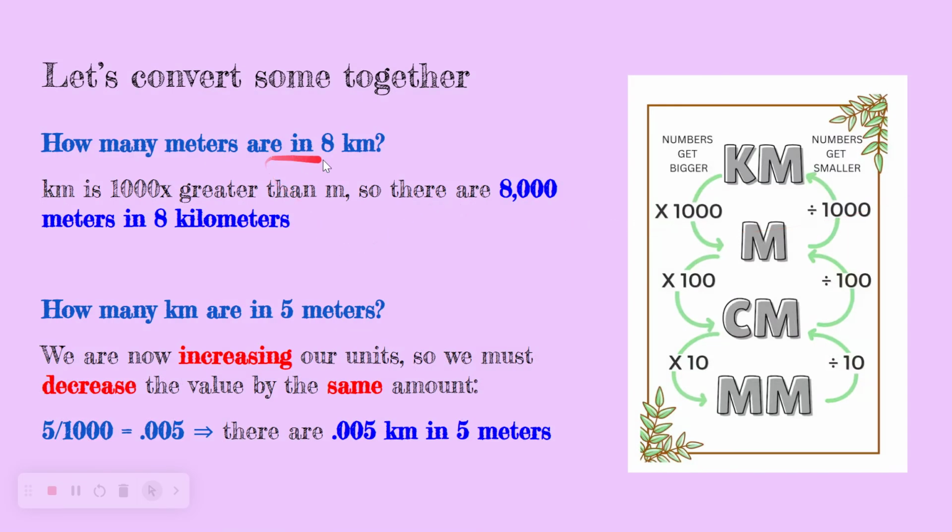So for example, how many meters are in 8 kilometers? A kilometer is 1,000 times greater than a meter, so there are 8,000 meters in 8 kilometers. How many kilometers are in 5 meters? We are now increasing our units, so we must decrease the value by the same amount. 5 divided by 1,000 is 0.005. There are 0.005 kilometers in 5 meters.